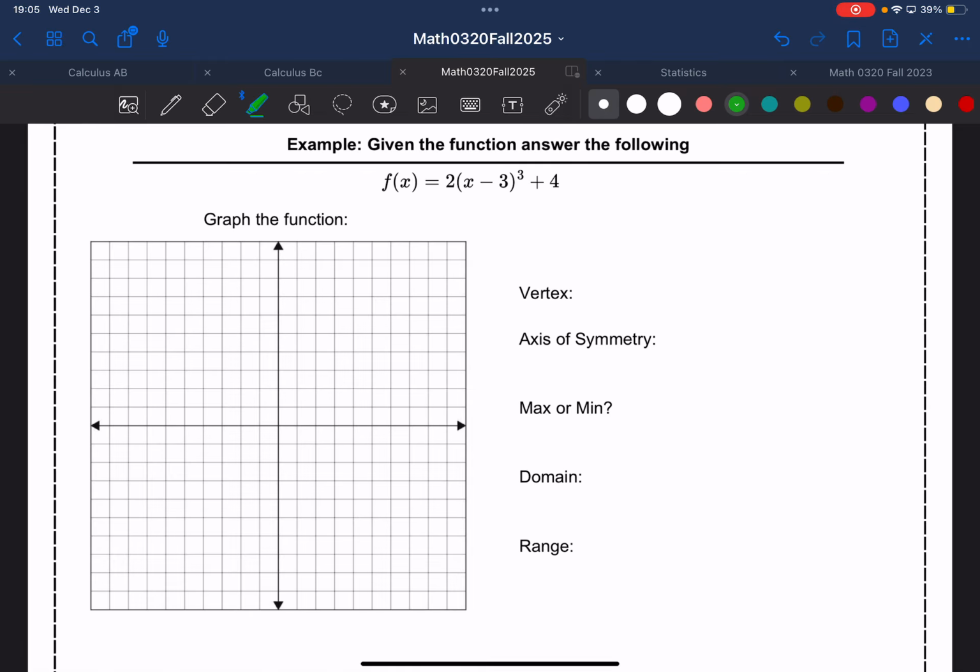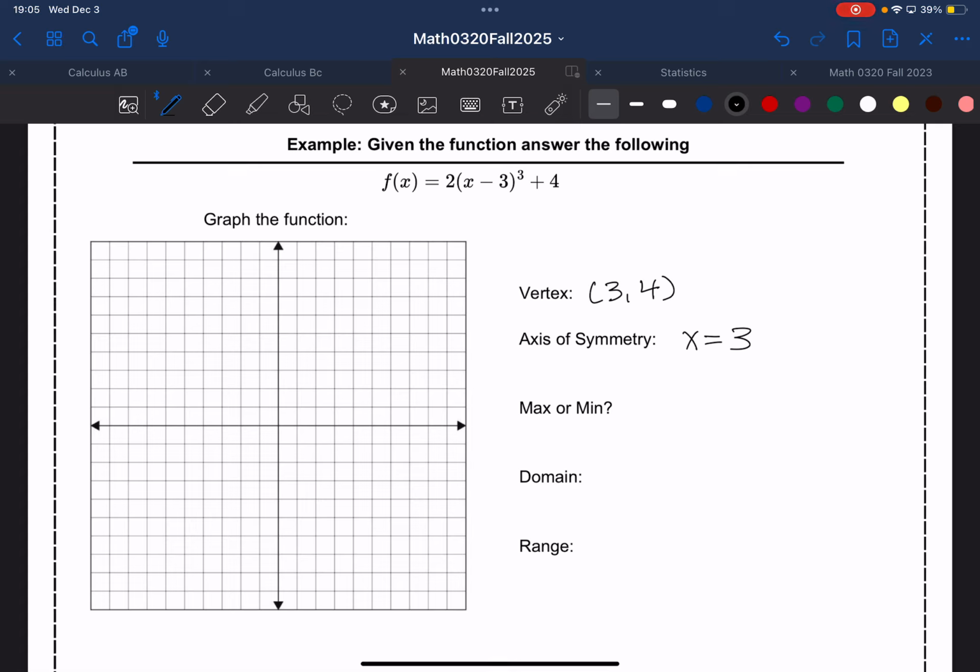So for this one, the vertex would be 3 and 4. Correct. So this is 3 comma 4. Axis of symmetry would be 3, but remember it's not just a number, it's an equation. So it's not x minus 3. X equals 3. Okay, if you just write 3, it's going to be marked wrong because it's an equation. We're trying to find the equation of the vertical line that makes this symmetric.